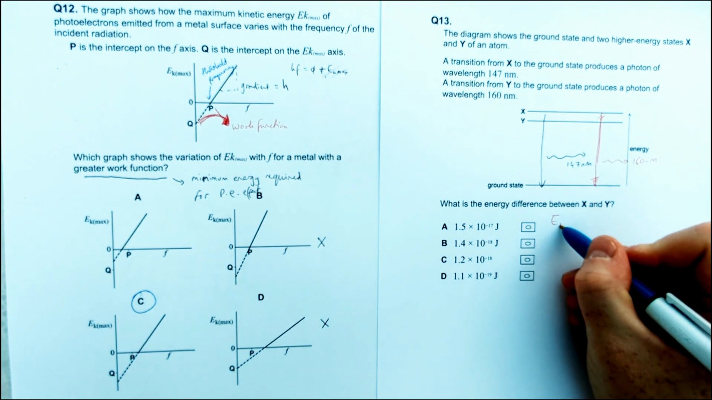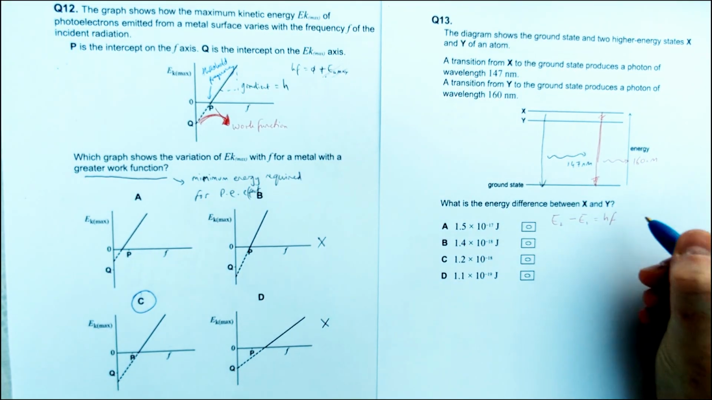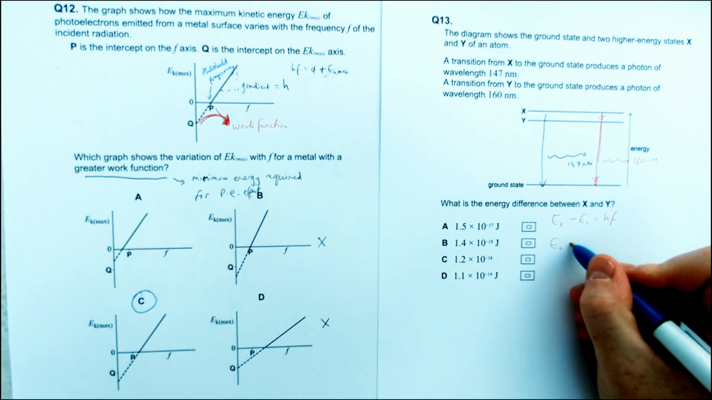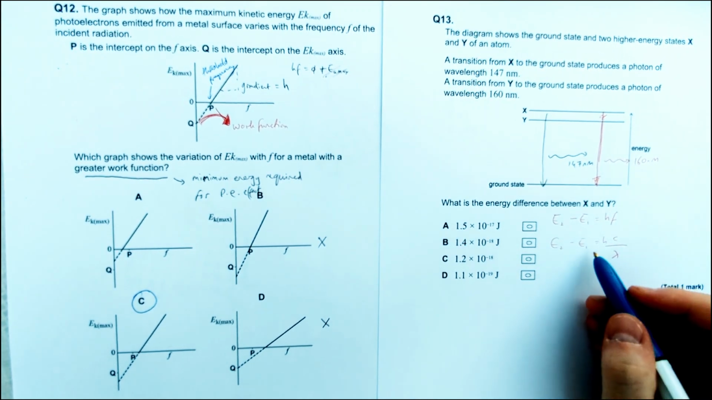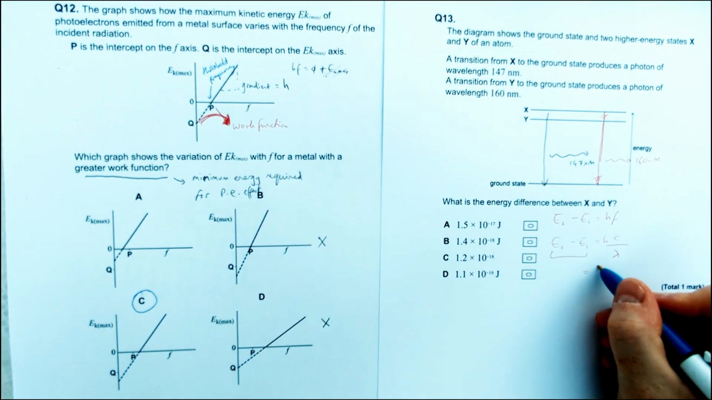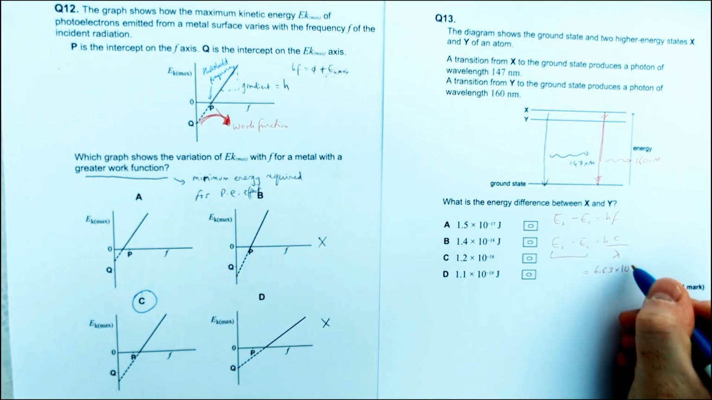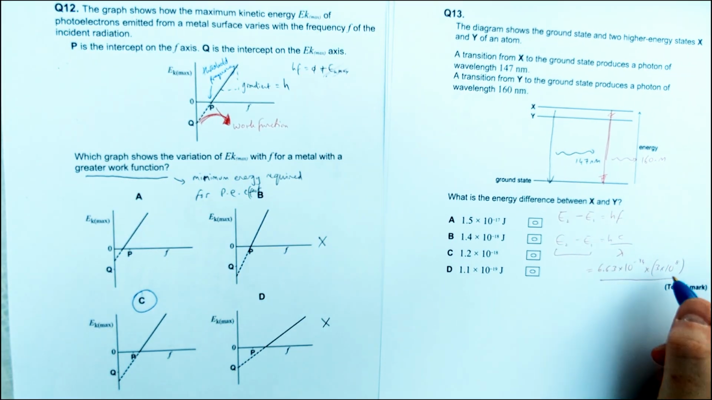So energy difference, the general equation is this. The energy difference between atoms is hf, or you could say it's equal to hc over lambda. So we know the difference in energy is what we're looking for. Planck's constant we know, so 6.63 times 10 to the minus 34. Speed of light we know, 3 times 10 to the 8, and divided by our wavelength.